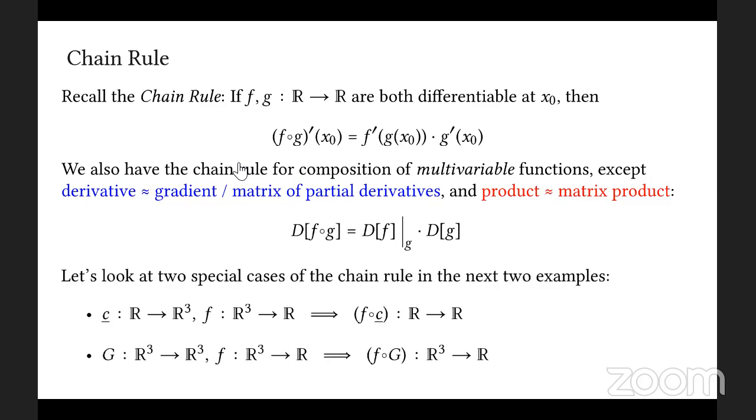So let's look at two special cases. One is if C is a curve in R3 and f is a function of three variables that outputs a real number, then their composition takes in a real number and outputs a real number. Let's look at that example first.